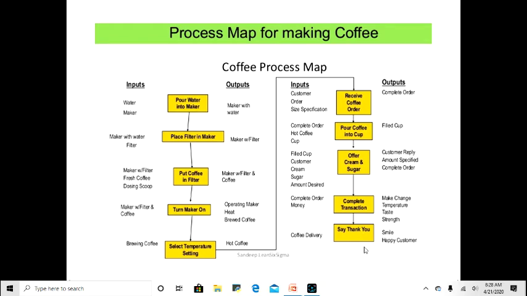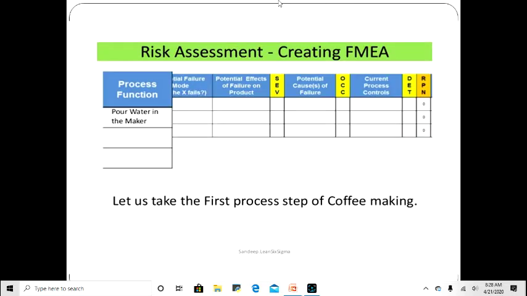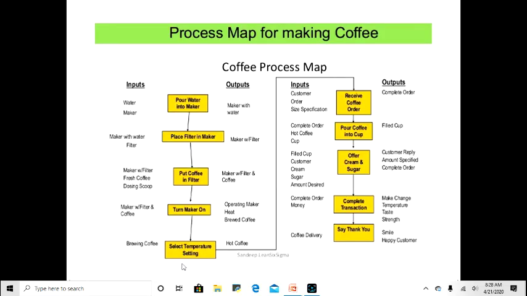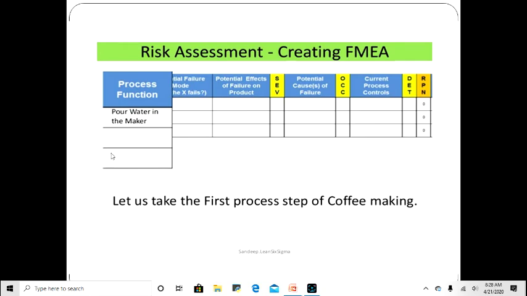And now the customer will taste the coffee and tell whether he is fine with it or not. Right? So these are the procedures. You put the water, you put a filter, you turn it on, set the temperature, and you make your coffee. So now you know what the process functions are in it. Pouring water into the maker is a process. All these are process functions, right? That are associated. So you're listing down the process functions there, in the first column.